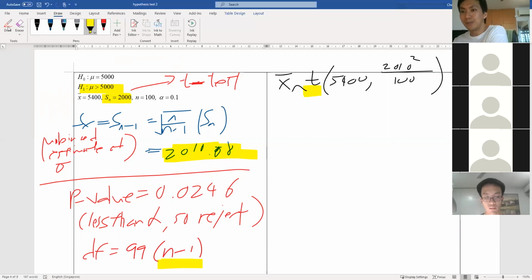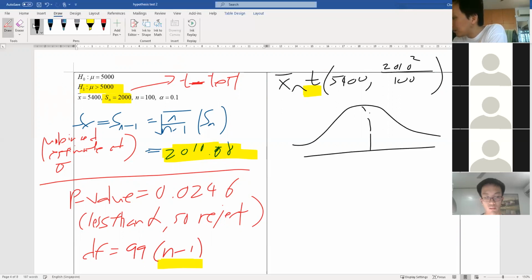So this is the t curve. If I were to sketch out the t curve like this, the center is 5,400, of course. And this is a right tail test. So you will have a critical value here. Then this area here to the right side is 0.1. But if you were to use the inverse t expression, the inverse t doesn't allow you to enter these things at all. Can you all try? If you press the inverse t, they only ask you for your area and degrees of freedom only.